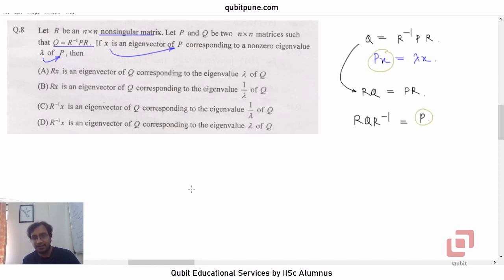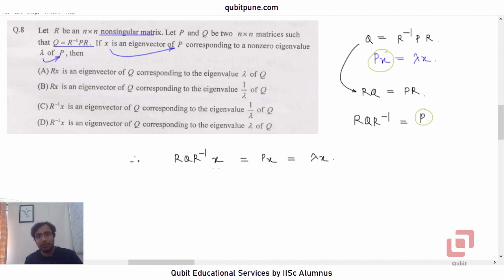And now we will bring in this part. So we have P here, so we will say post multiply both the sides by X. Therefore RQ R inverse X is equal to Px. But what is Px equal to? Px is equal to lambda x. Correct. Now we are not interested in eigenvector of RQ. We are interested in eigenvector of Q.